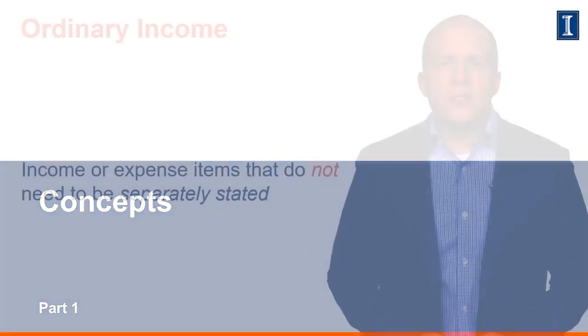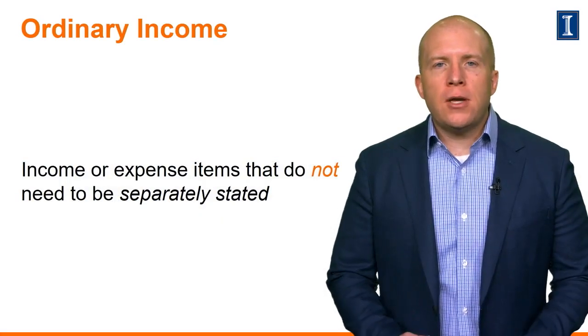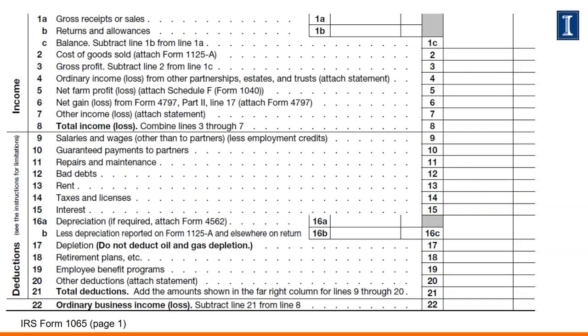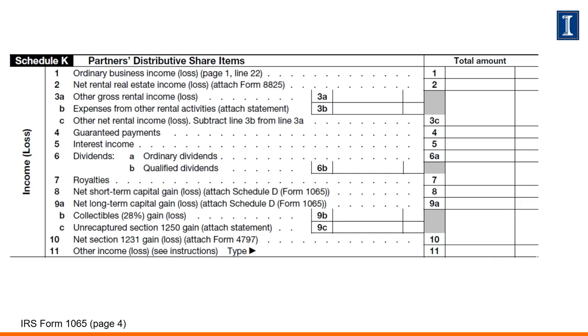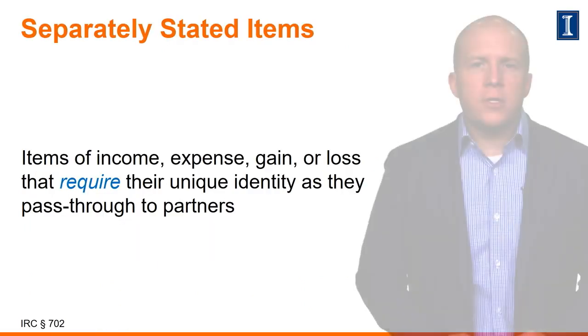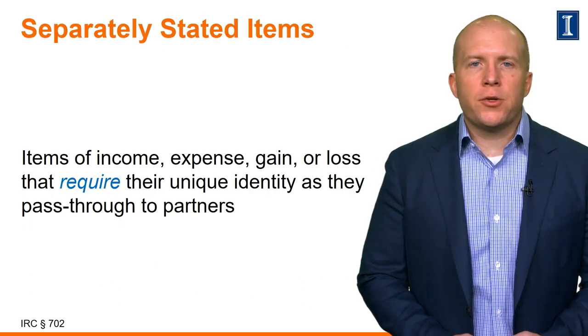Ordinary income simply consists of income or expense items that do not need to be separately stated. These items are reported on page 1 of Form 1065 and include items such as gross receipts or sales, cost of goods sold, salaries and wages, repairs and maintenance, interest expense, and depreciation. Ordinary income or loss is then carried to line 1 of Schedule K, which reflects the partner's distributive share of partnership items. Separately stated items are those with special tax attributes that could affect different partners in different ways.